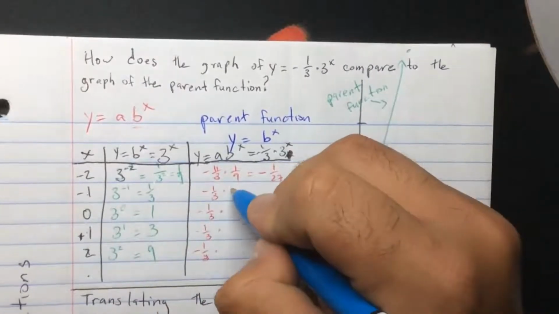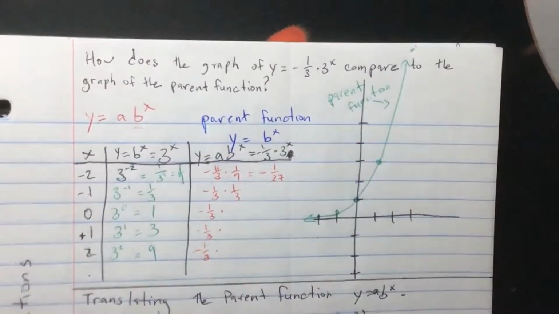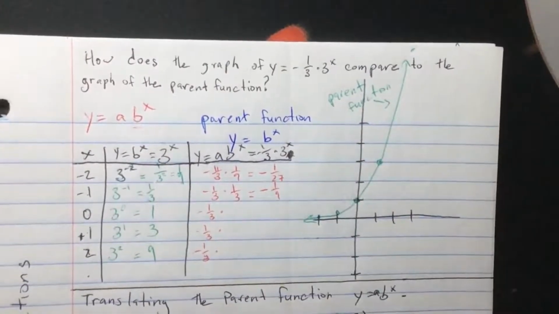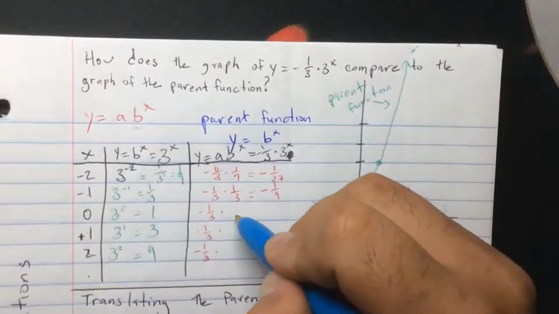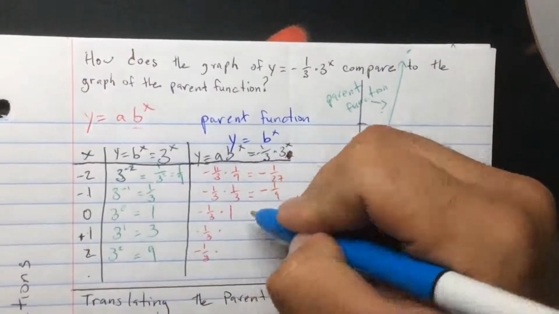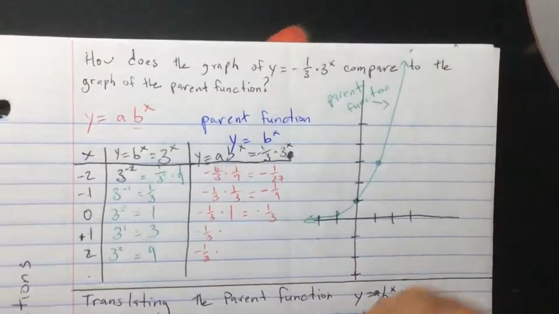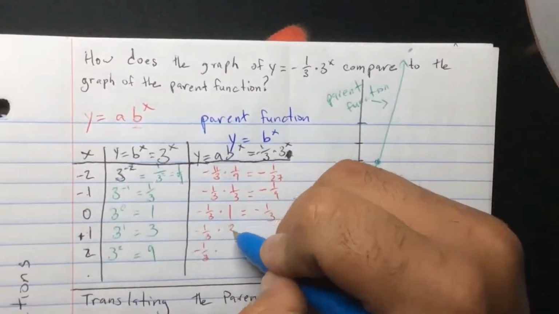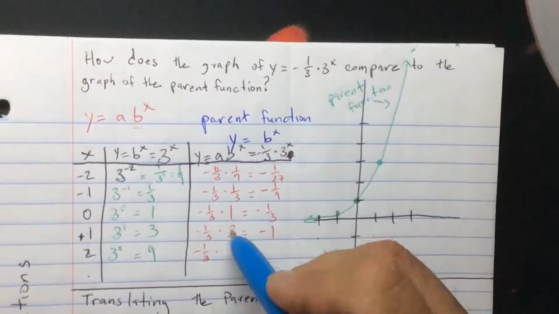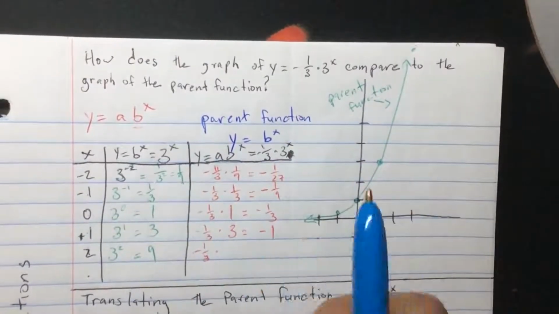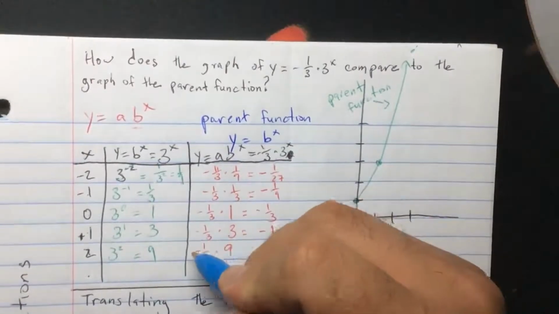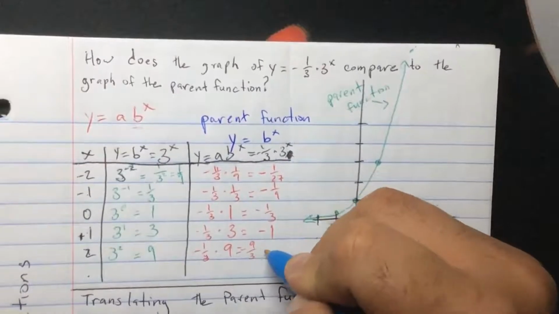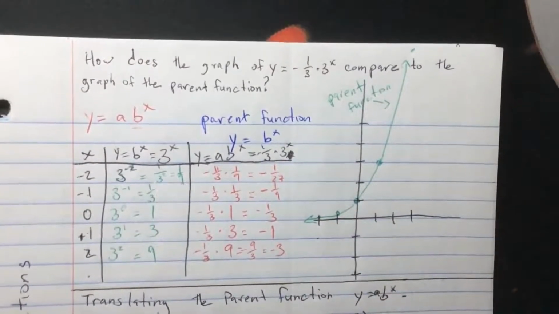-1/3 times 1/3 would give us a negative 1/9. Then we have -1/3 times 1, which is going to give us a negative 1/3. -1/3 times 3 is going to give us a negative 1, because 3 over 3 is 1. And then we have -1/3 times 9, which gives us negative 9 over 3, which is equal to negative 3. Okay, so we go ahead and plot that.